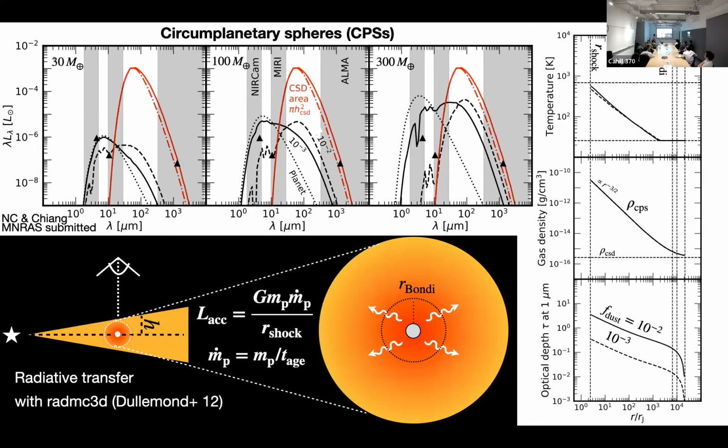The flux limits are for coronagraphic imaging contrast limit at 1 arc second from the star. Okay, yeah, the contrast limit, yeah.